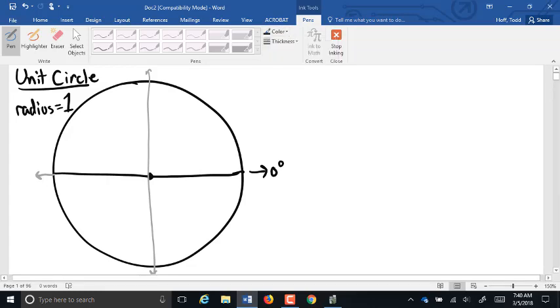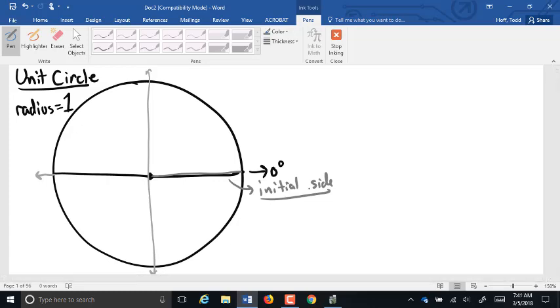So now, this 0 degrees, this part right here, is often referred to as the initial side, because everything we work with is going to start from that 0 degree edge there. And as we rotate around the circle from that, we actually rotate counterclockwise in this direction. And actually, let me go a little further so I'm not right in the middle like that. Let me go right here.